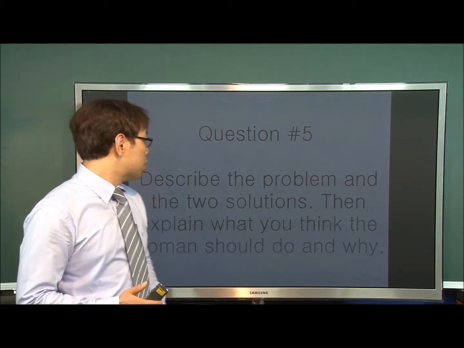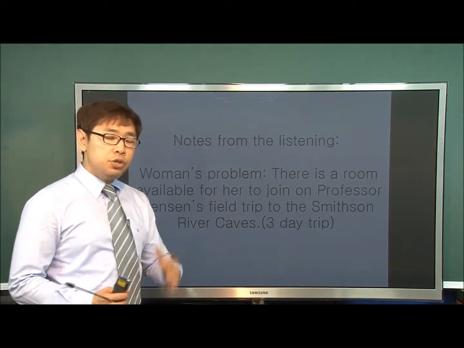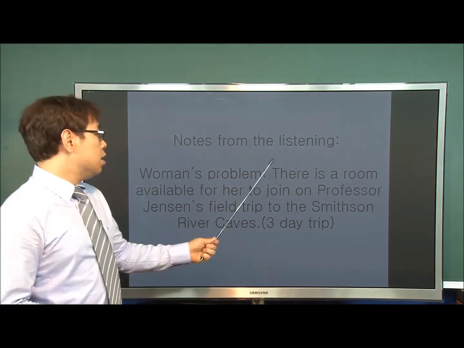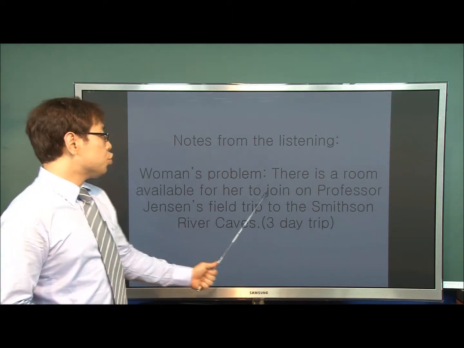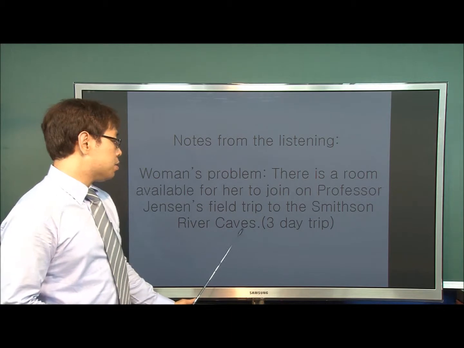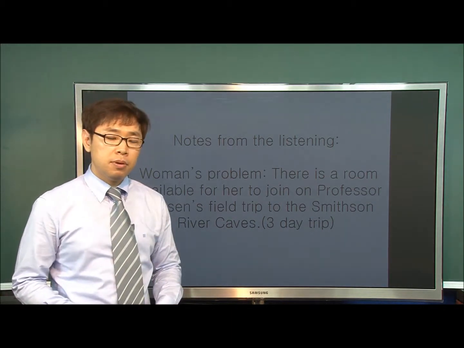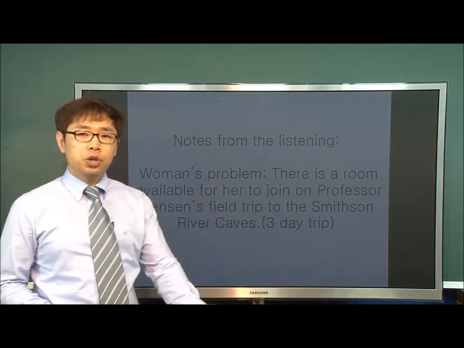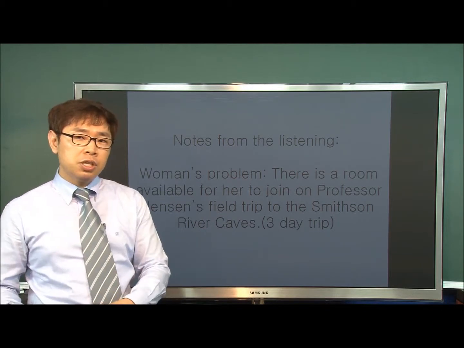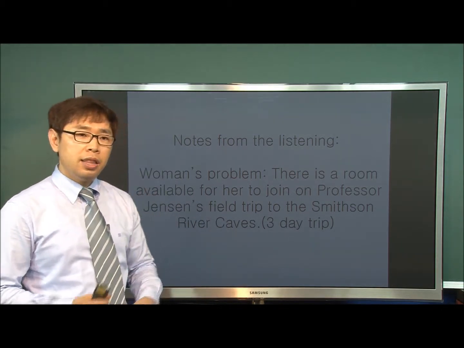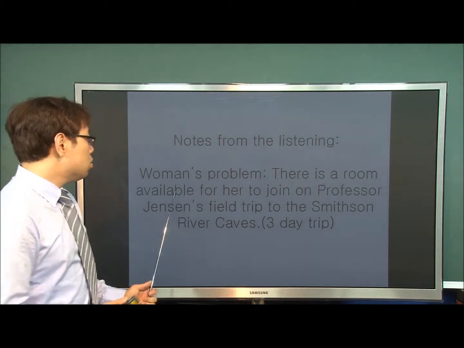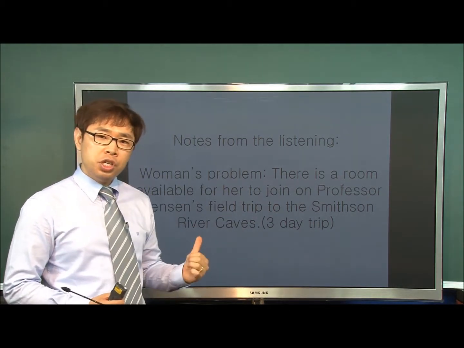From the listening, you can see that the woman has a problem. There is a room available for her to join Professor Jensen's field trip to the Smithson River Caves, which is a 3-day-long trip. The professor came to her in the conversation and said there is a room finally available because someone canceled the trip, and now she can go instead since she was on the waiting list. So now she can go. However, can she? No, she cannot.